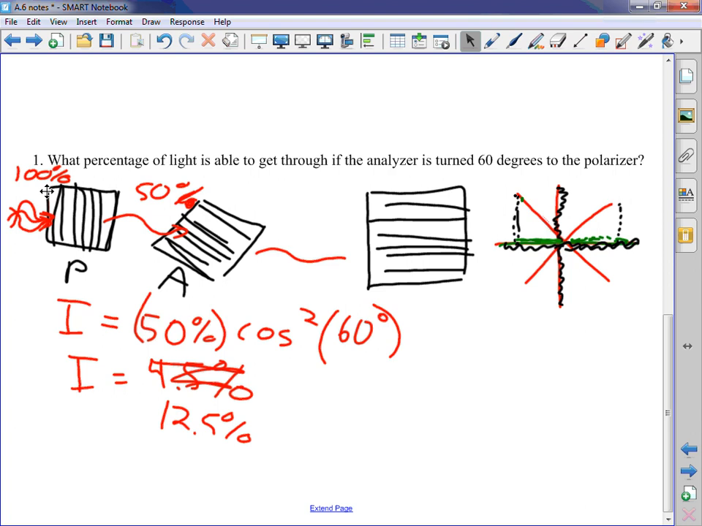Okay, so these problems always ask for percentages. Nine times out of ten, they like percentages. But if they deal with it in terms of actual intensity, by the way, what's the unit for light intensity? Lumen, right? If they deal with actual intensity, who cares? Okay, it works the exact same way. You plug in the numbers and you get it.